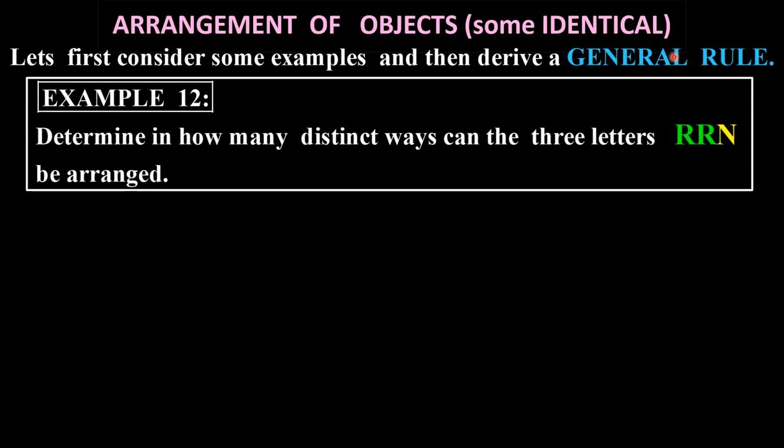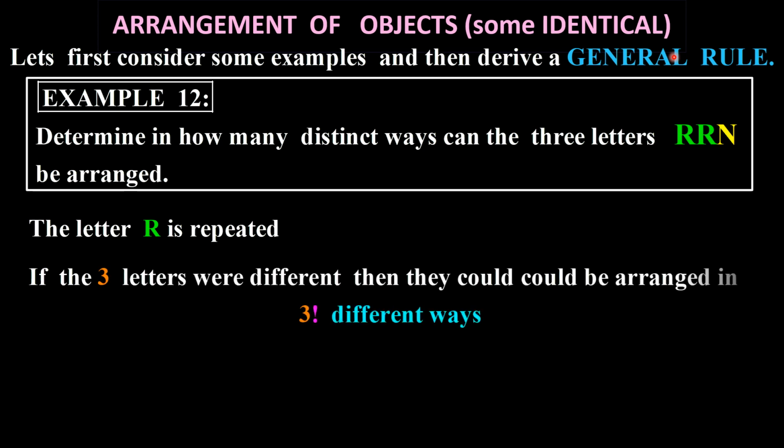We want to determine how many distinct ways the letters R, R, N can be arranged. Do you notice something there already? That's correct. There's a repetition of the letter R. If the 3 letters were all different, then that would have been easy, and the answer is just 3 factorial. But now they are not different.